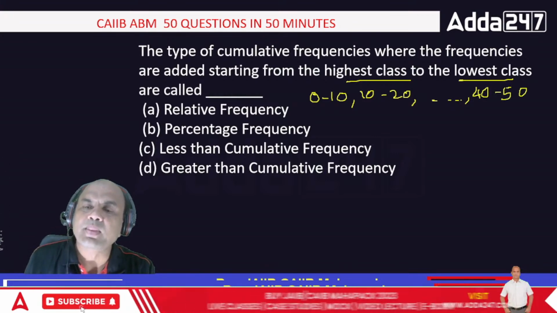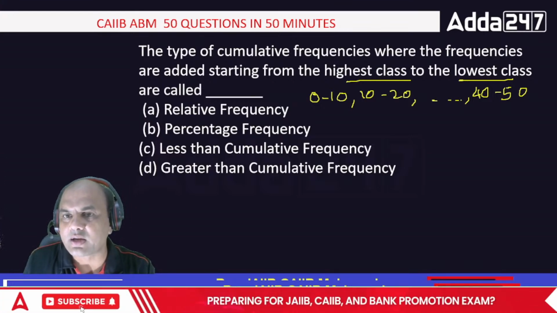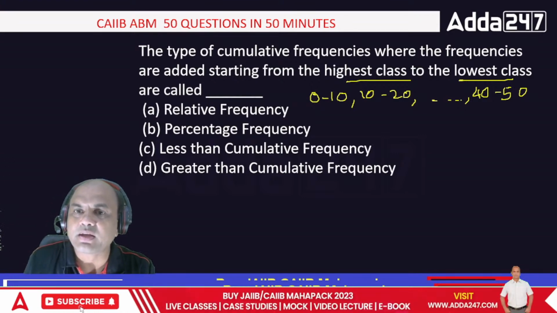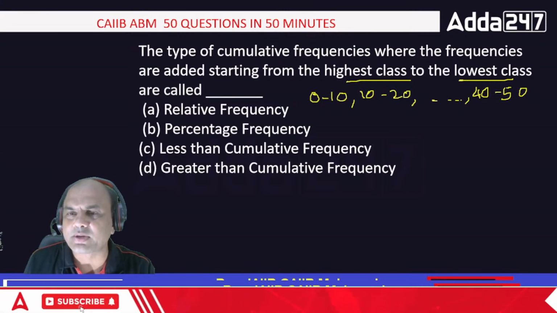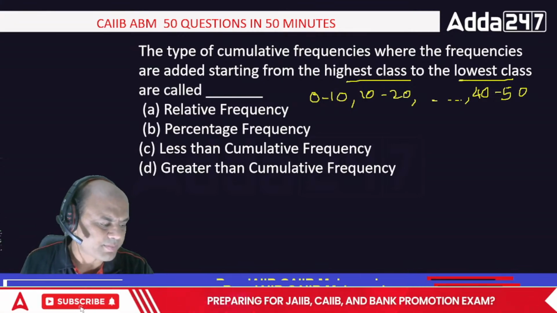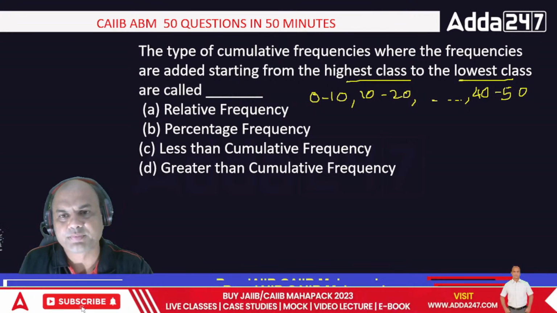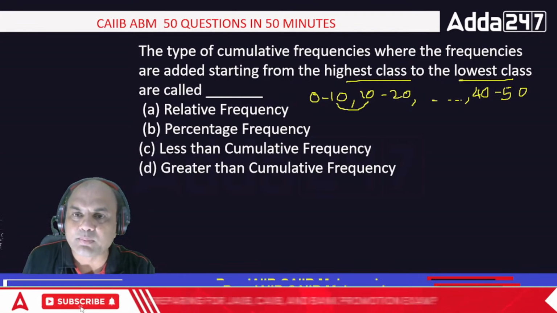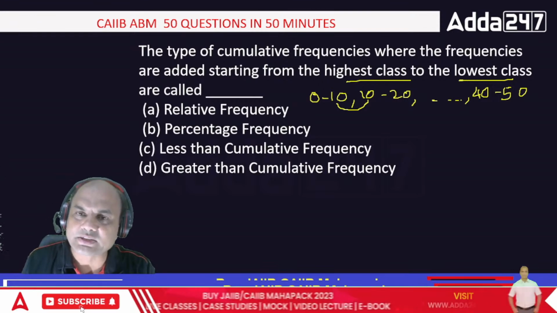Now tell me, what is this type of class called? 0 to 10, 10 to 20, 20 to 30, 30 to 40, 40 to 50. Is it exclusive or inclusive? Who can tell me this? Just type in the comment section fast. Correct. It is exclusive. Why? Because these two are matching. Whenever end and start match, that is called exclusive.